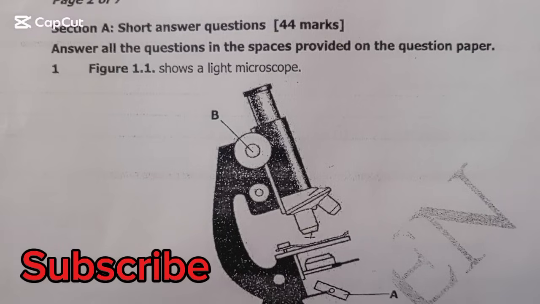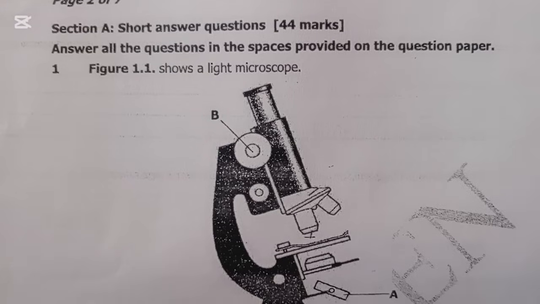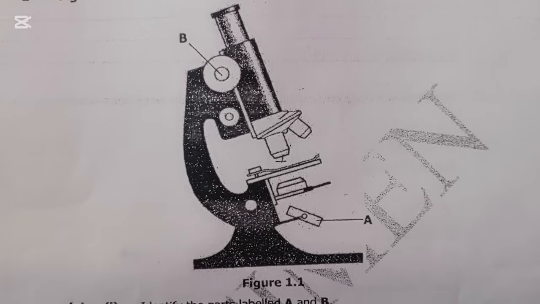Biology Specimen 2016. Question 1. Figure 1.1 shows a light microscope. This is the microscope that we have. Okay. So let us first of all identify the parts of the microscope.